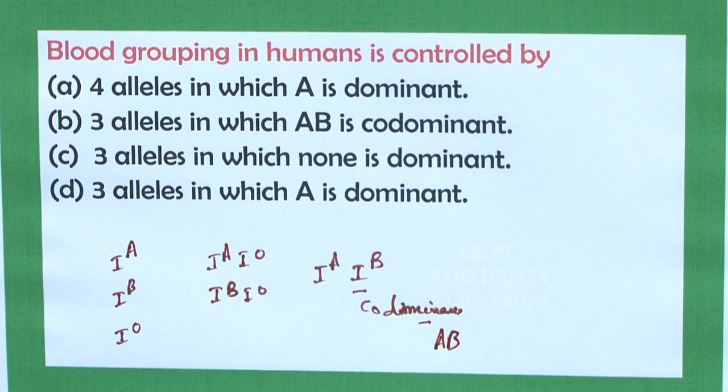Option C, 3 alleles in which none is dominant, and option D, 3 alleles in which A is dominant. So when you look at the question, the correct option is B, that is, the human blood groups are controlled by 3 alleles and IA, IB is a codominance which codes for blood group AB.